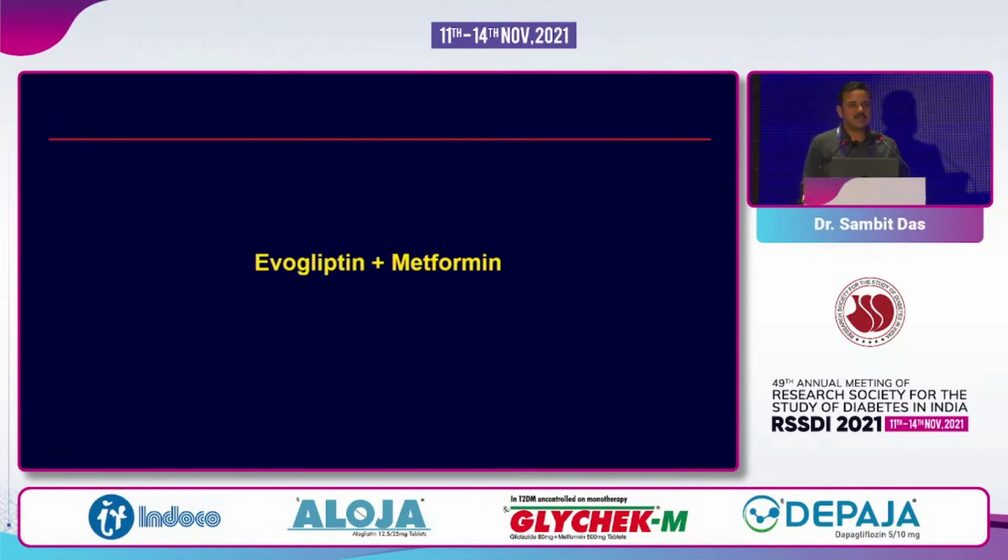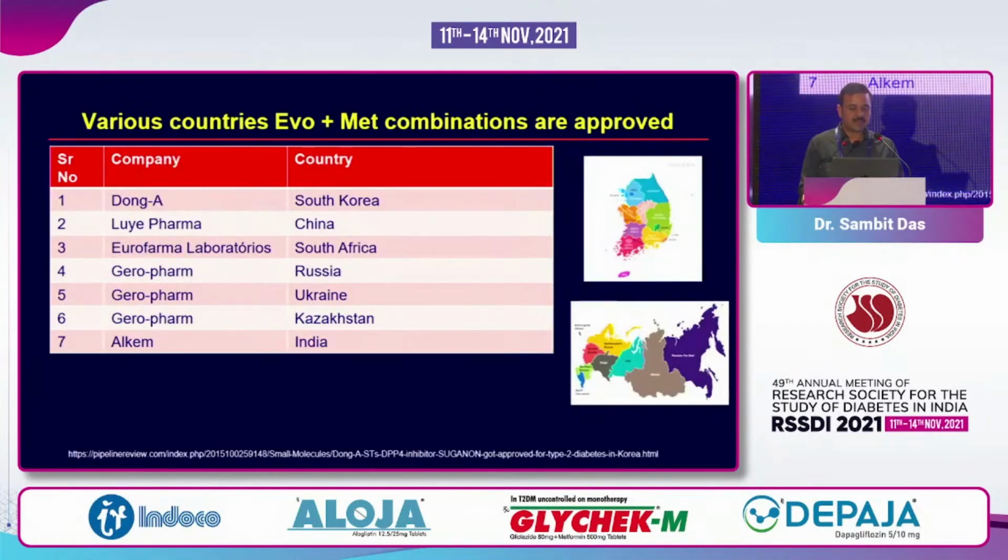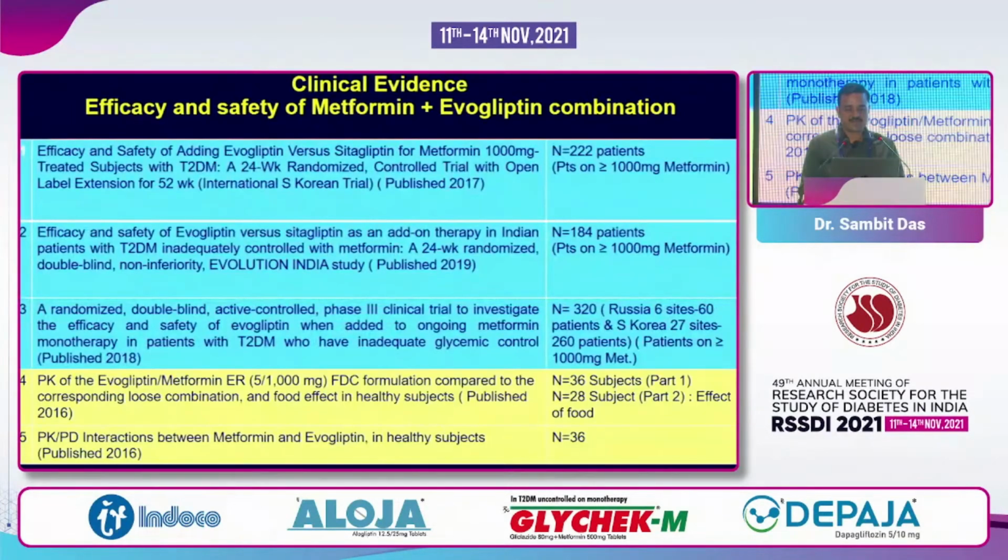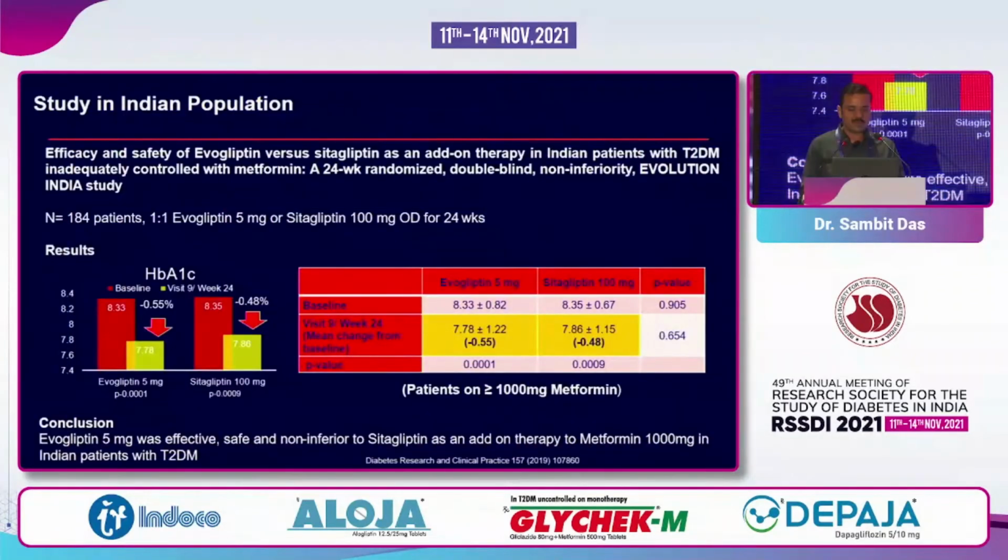Now the combination is also available, Evogliptin and Metformin, and there are various countries where it is available. There are studies of the use of Evogliptin versus sitagliptin over and above metformin therapy, and that was a Korean study. Then there was the Evolution India study, an Indian regulatory study, and the third one is a Russian study. And also there are some FDC preparations of Evogliptin plus metformin formulation, and the PK study was also seen.